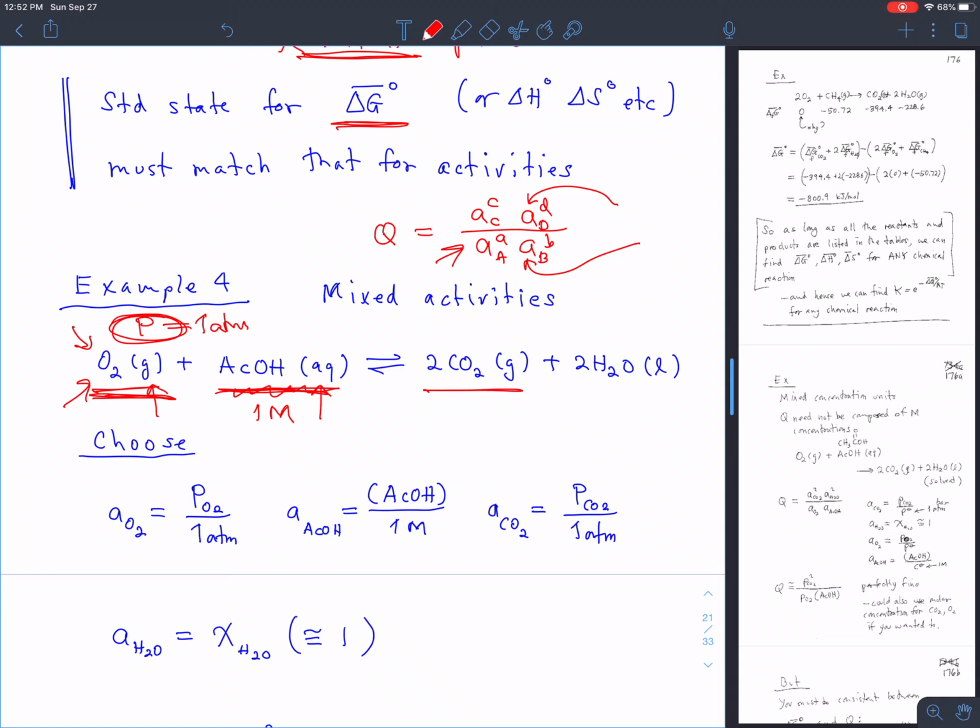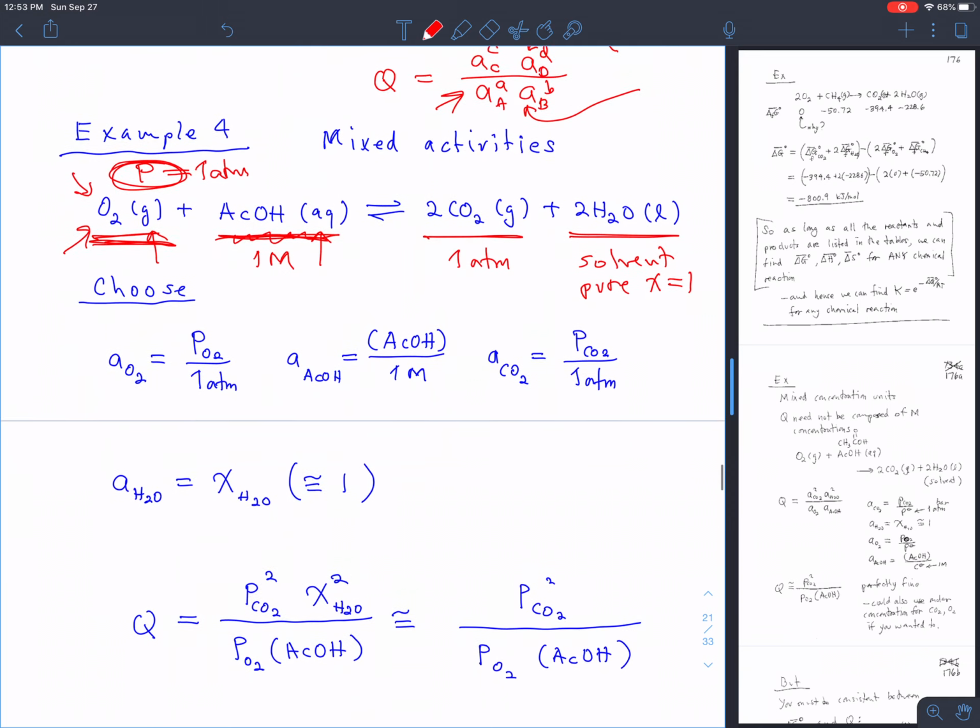Over here on the product side, the carbon dioxide is also a gas, so 1 atmosphere is the relevant standard state. And finally, we have the water, which we're going to assume is the solvent. So pure solvent, or mole fraction equals 1, is the natural standard state for that particular product molecule. And so, when we go to choose our activities for oxygen, I choose the partial pressure of the oxygen divided by the standard state pressure of 1 atmosphere.